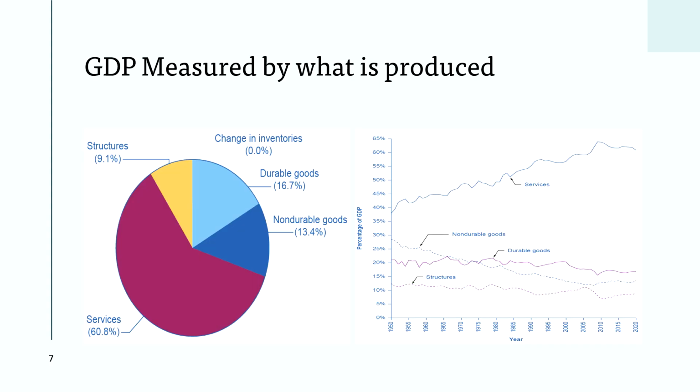So let's look at the graphs to see how each item contributes to the US economy over time. The pie chart breaks total production into five categories. First, services make up the highest share, about 60% of GDP. Durable goods are about 16 to 17%, and non-durable goods make up about 13%, and structures represent about 9%, and changes in inventories are very small, close to zero in most years.